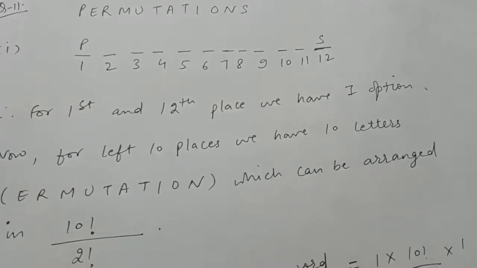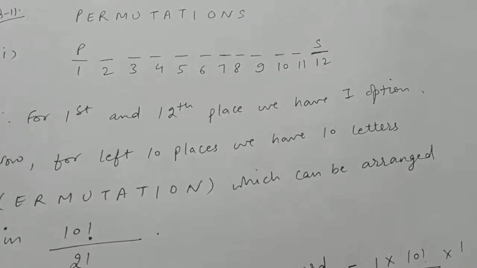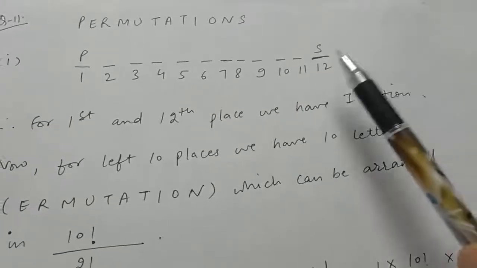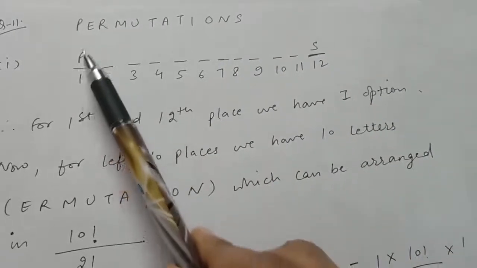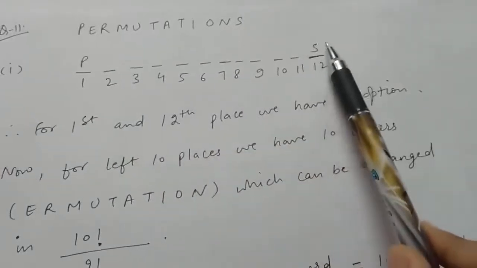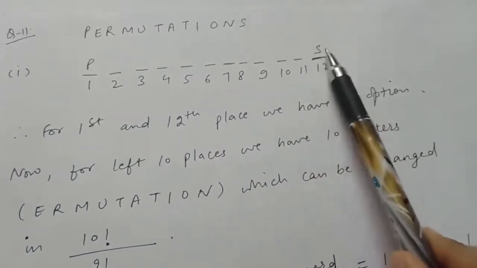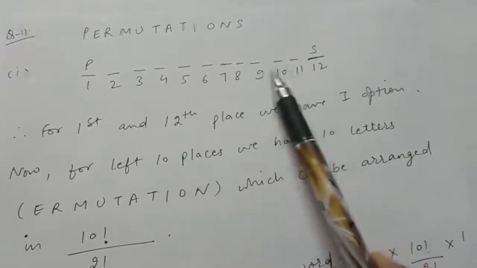Now question 11 is that the word permutations is given to you and they have asked how many arrangements can be done. The first case is, the word starts with P and ends with S, right? Because for the first place there is only one option P, and for the 12th place also there is only one option S, right?